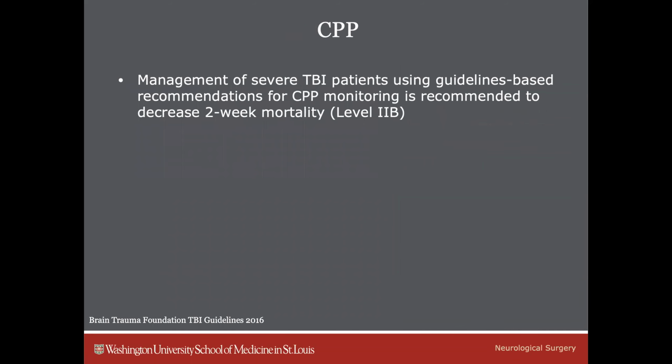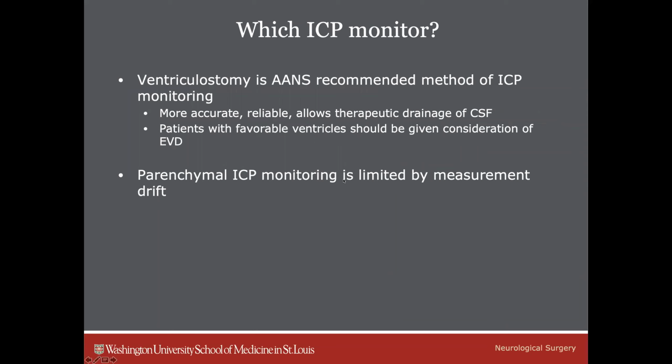So what is the preferred method of monitoring ICP? Here at WashU, we typically use a standard bolt, which is an intraparenchymal monitor to measure pressures. The American Association of Neurological Surgeons recommended method is placing a ventriculostomy, or external ventricular drain. The advantage of an EVD is that it's a little bit more accurate because it doesn't have drift over time. It's reliable and also allows therapeutic drainage of CSF if you run into issues with ICP. One of the biggest downsides is that most patients with severe TBI have small ventricles to begin with.